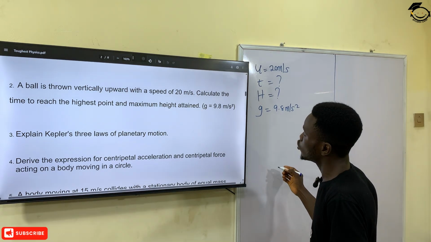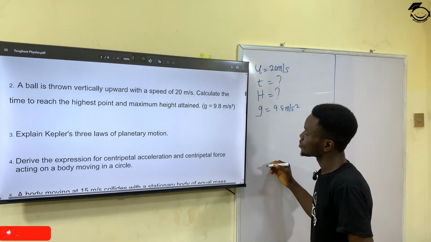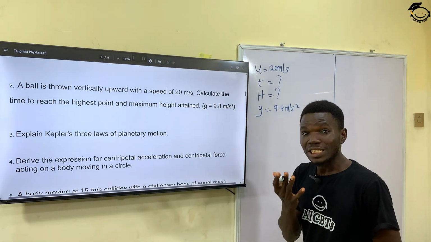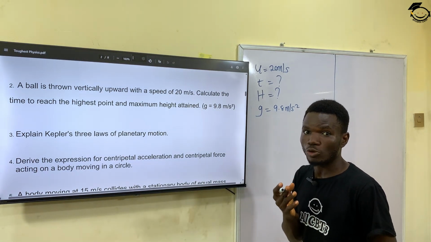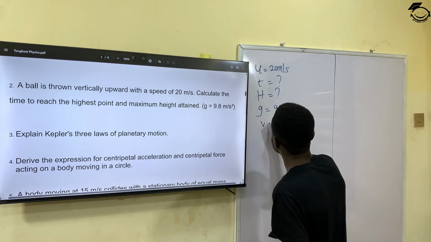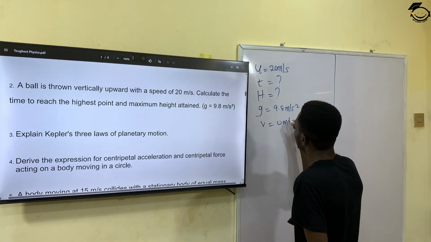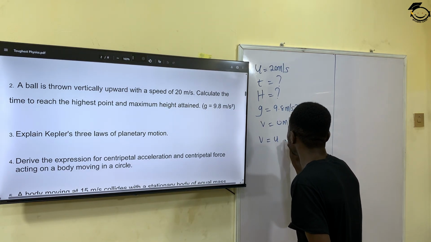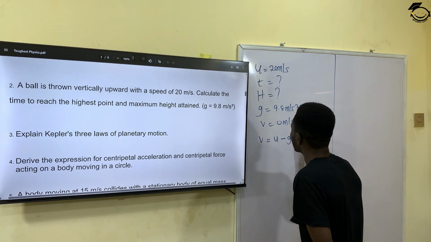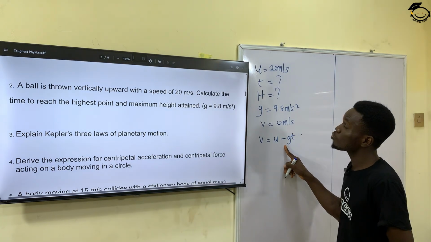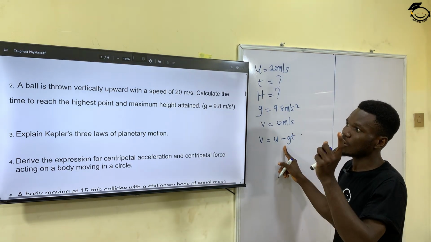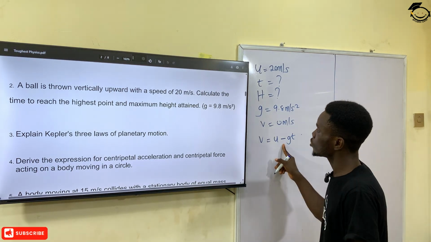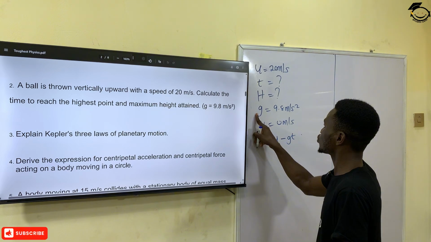So the first thing we're going to do is to solve this question. Whenever a body gets to maximum height, the final velocity V is always equal to 0. So V is equal to 0 meters per second. Automatically we know that our formula is V equals U minus gt. Why is it minus? Because the ball is moving vertically upward, it is moving against gravity, so it is negative acceleration due to gravity.